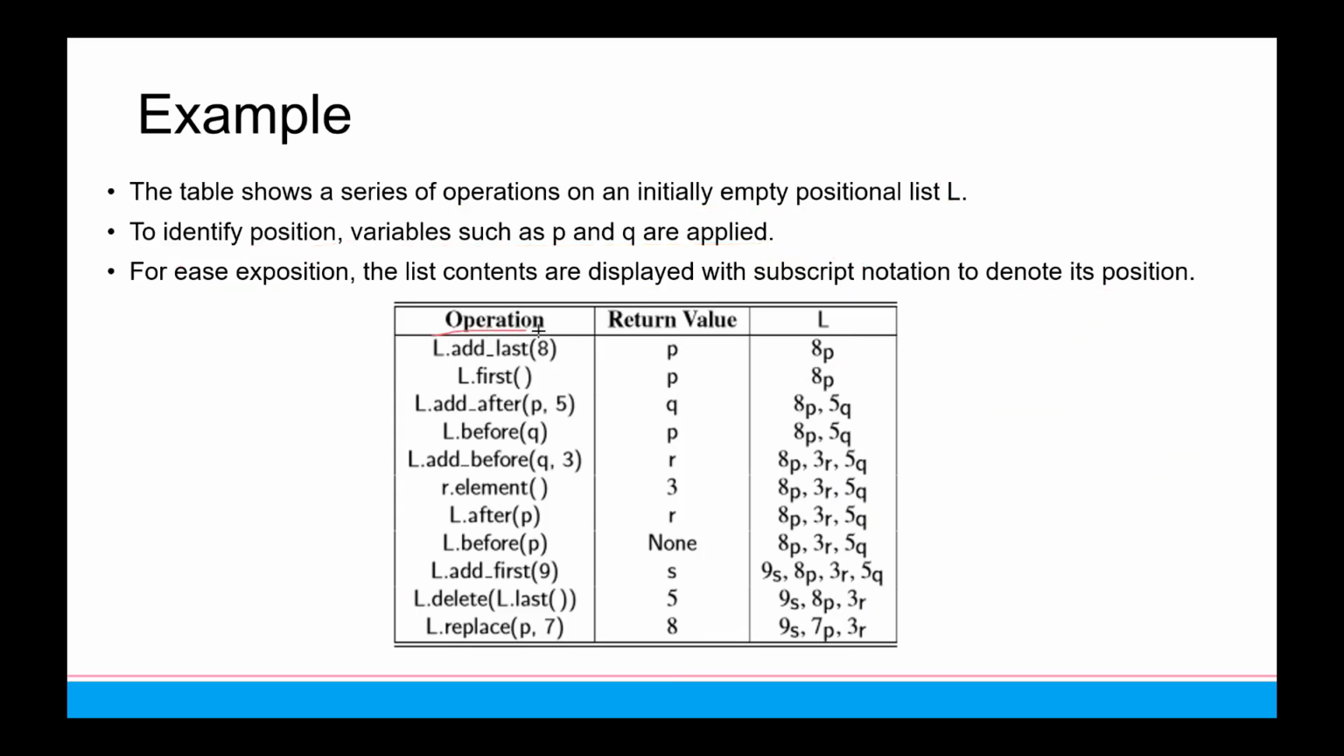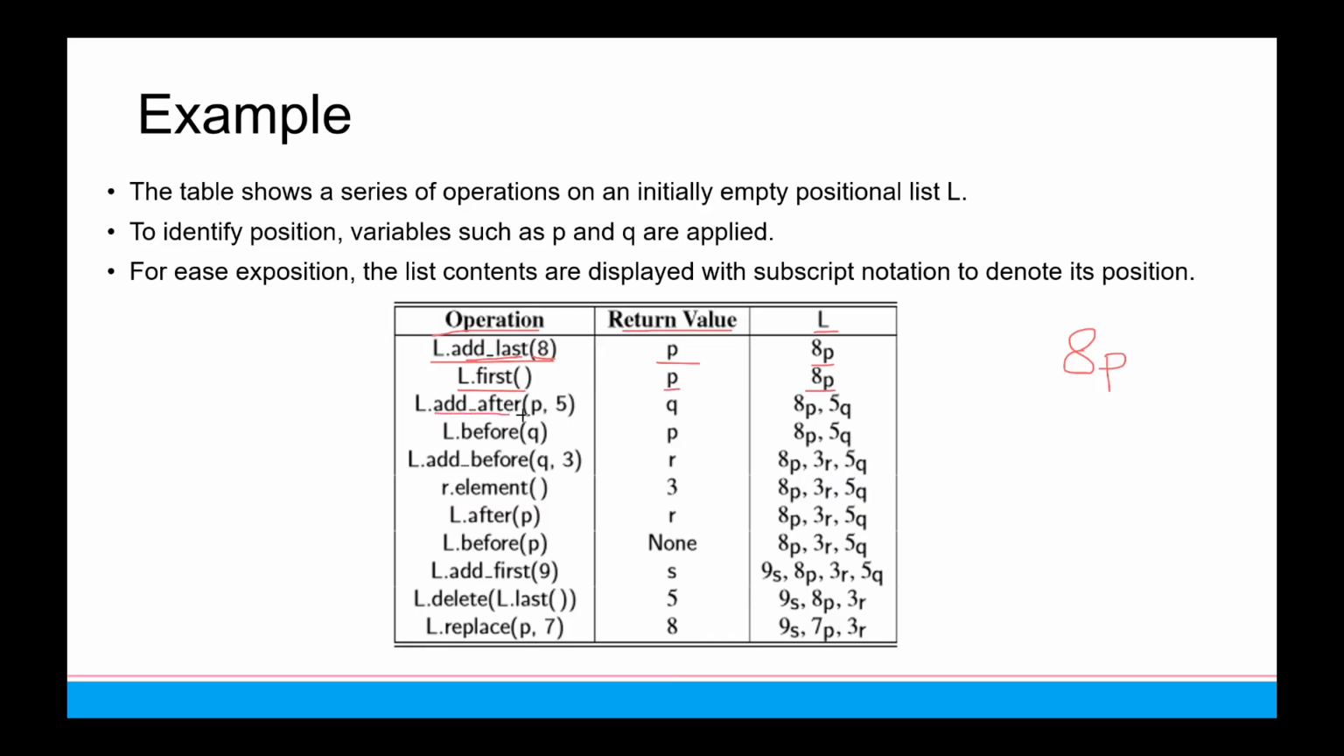So for the first operation, we want to add last. L will be added, so we have 8. The element is 8, and the position is P. So we will return a value which is P. If we want to check what the position is at first, then we will return the value P. And L, the positional list, is still the same.